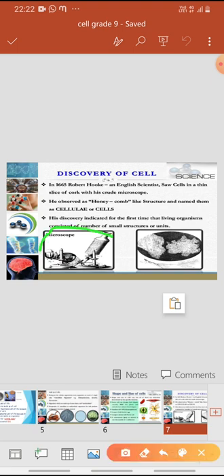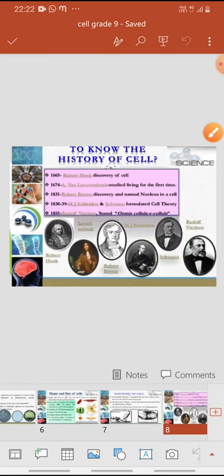This is a microscope designed by Robert Hooke. And this is the structure he observed under his microscope. What is that structure? Yes, it is a honeycomb-like structure. Is it clear, students? Shall we move to the next one?